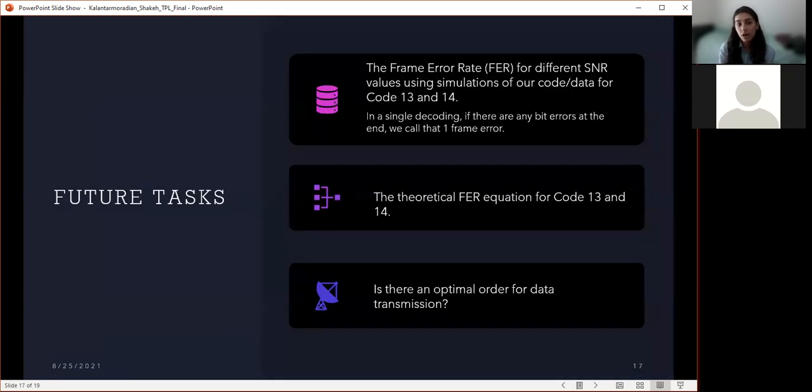Our future tasks that we're currently working on are computing the frame error rate, FER, using simulations and theoretical equations as well. What a frame error rate is: in a single decoding, if there are any bit errors at the end, we call that one frame error. One frame error can have many symbols and bit errors in it.